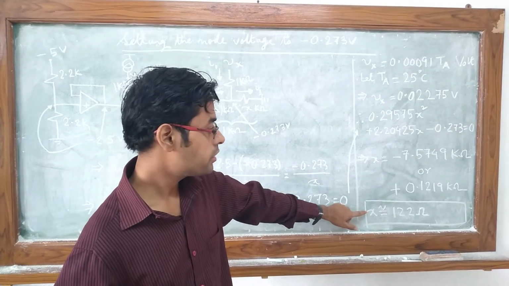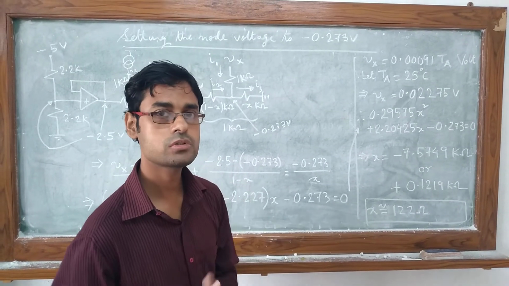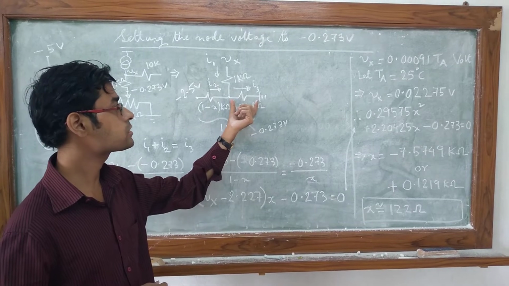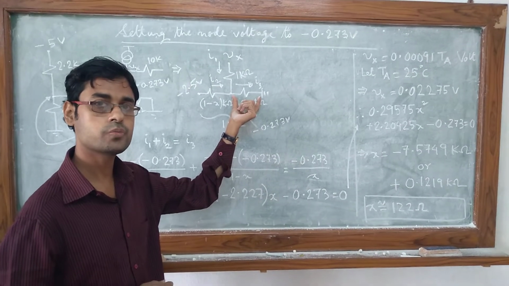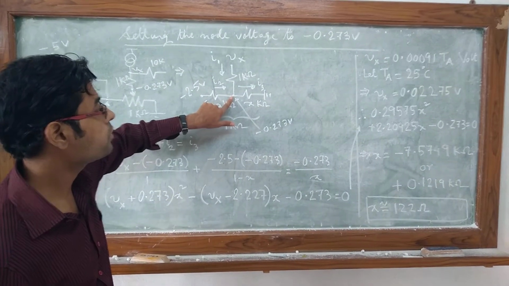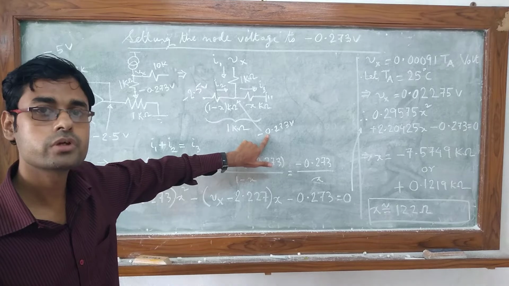So this means that if we set x as 122 ohms, so referring back to this circuit, if we set x as 122 ohms, then the voltage at this node will be equal to minus 0.273 volts.